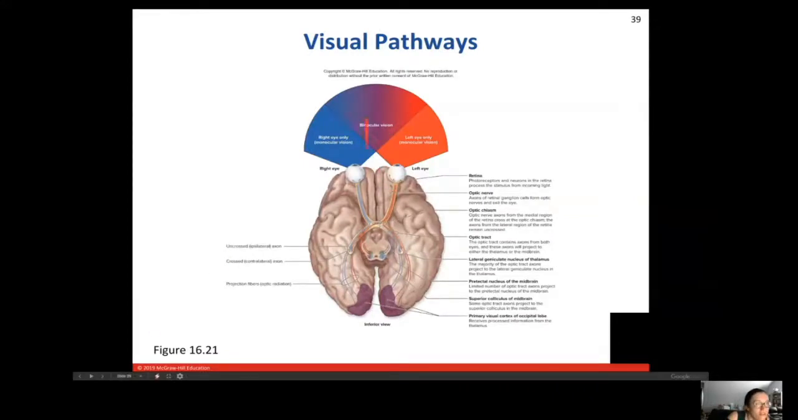So you have an overlapping field of vision. Your right eye sees only some part of here, your left eye sees only some part of here, but in the middle, you have an overlapping binocular vision. This is going to help us with depth perception.